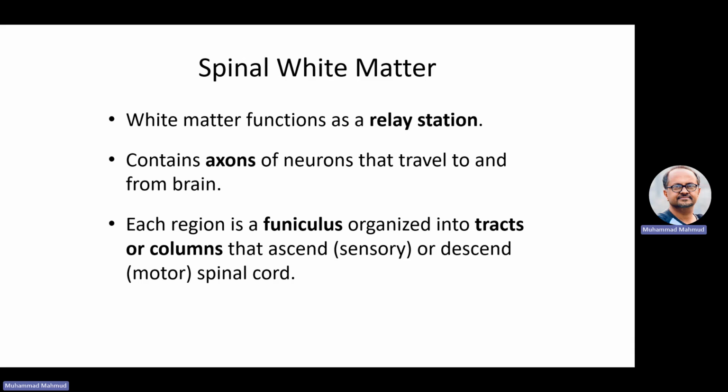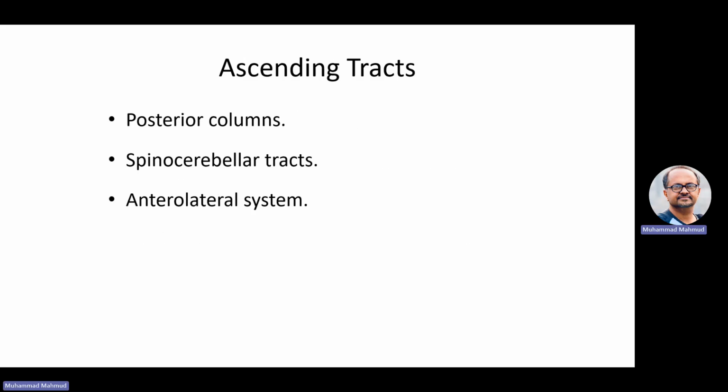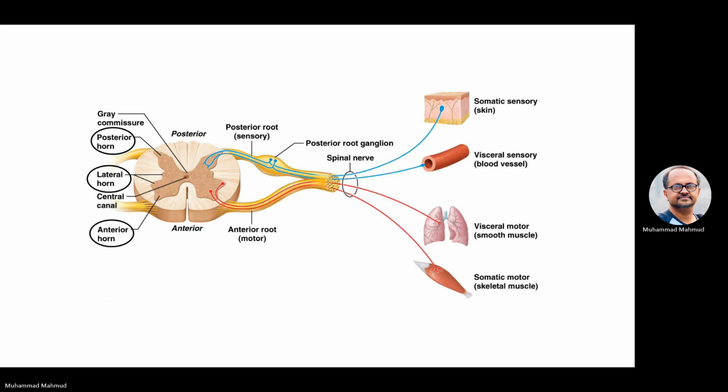Spinal white matter function as a relay station. We know that white matter is the myelinated axons. It contains axons of neurons that travel to and from brain. Each region is called funiculus, organized into tracts or columns that ascends or descends spinal cord. So white areas, they have those funiculus, anterior, posterior, and lateral funiculus we find there.